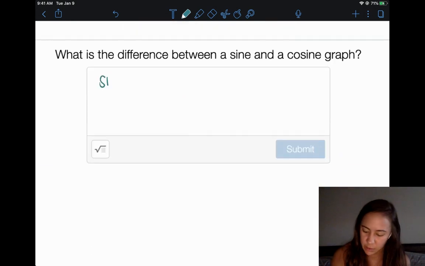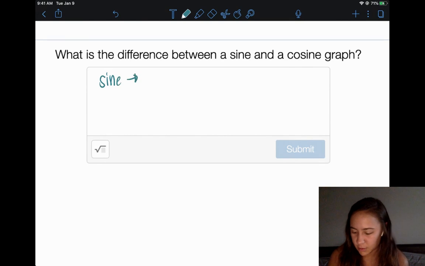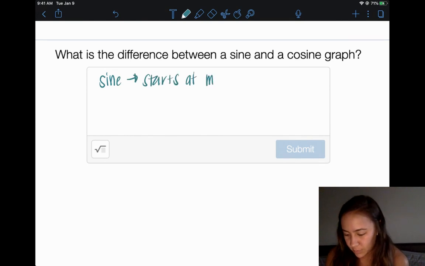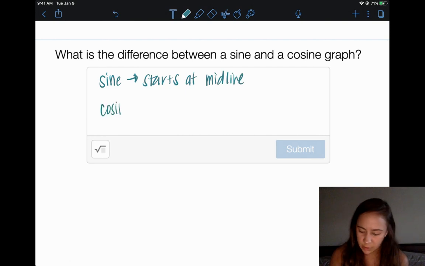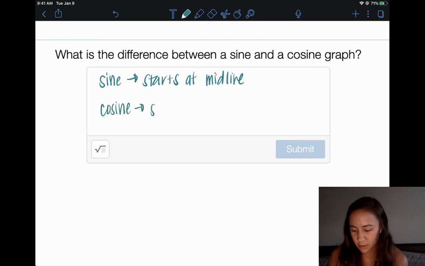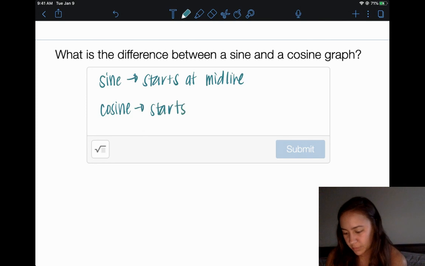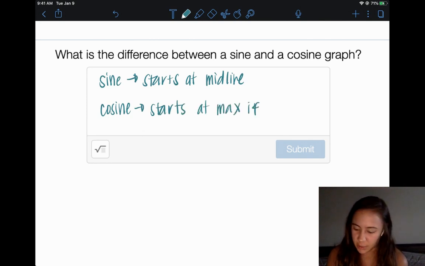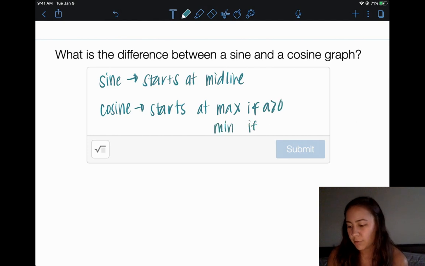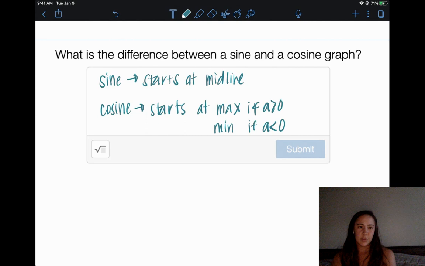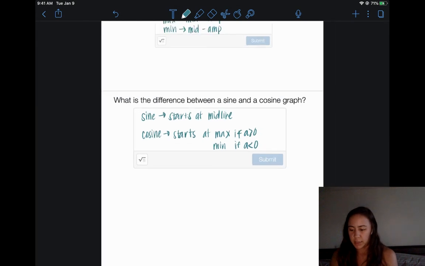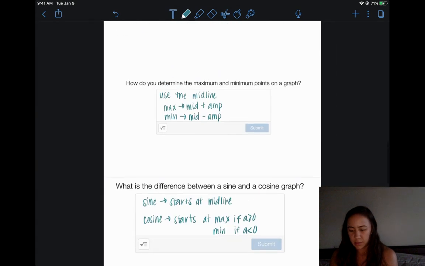Perfect. Sine starts at the midline. And then cosine starts at max or min. Max if a is greater than 0, minimum if a is less than 0. All right, those should be your answers for these ones, and that's all of them.